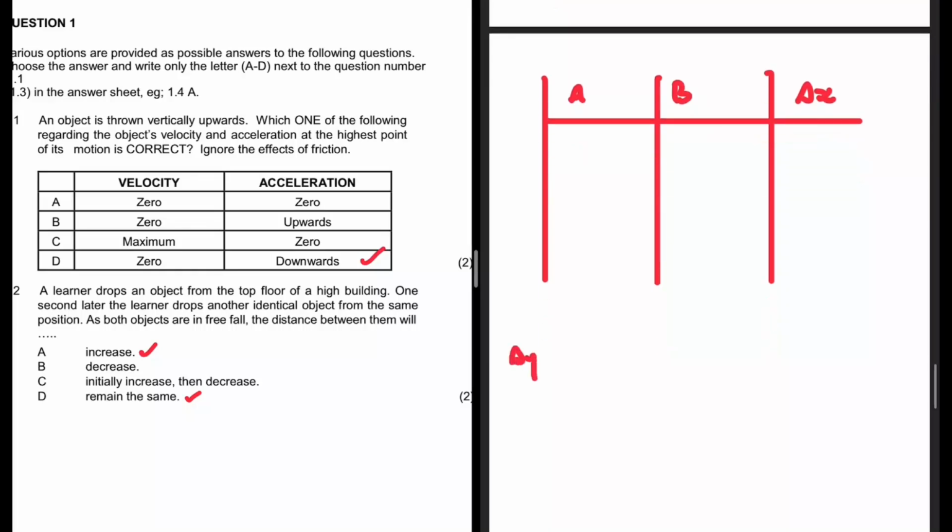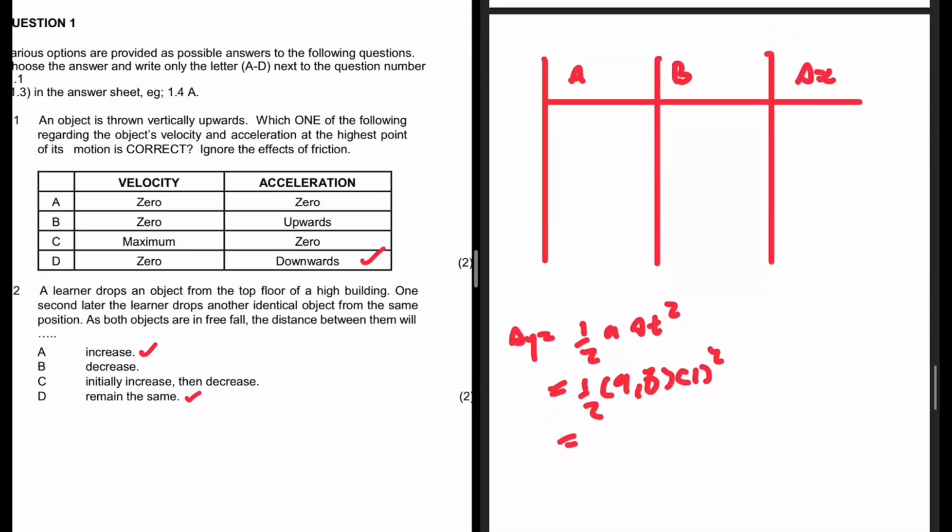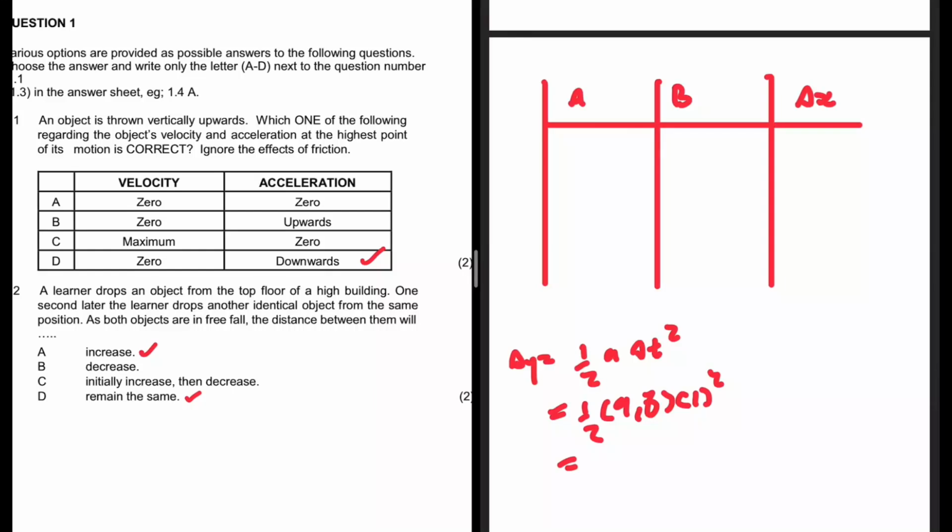So delta y for ball A after 1 second will be a half acceleration delta t squared. This is obviously equal to a half, let's say 9.8 multiplied by 1 squared. So 1 squared is just 1, 9.8 divided by 2 is 4.9. So after 1 second, A has traveled 4.9 meters, while B has traveled 0 meters, because it is only projected after 1 second. So what is the distance between them? The distance between them is delta x.